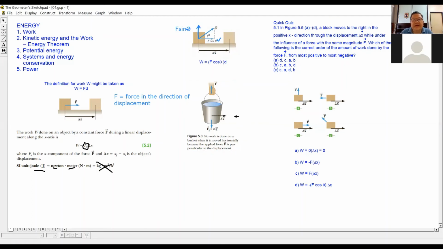The last example is a man holding a bucket of water. Now, as you know, when you hold the bucket of water, you are applying a force vertically upwards to balance the weight of the bucket of water. So the force you exert is vertically upwards. Now, if the man carries this bucket and moves horizontally in the direction of X, how much work is done?